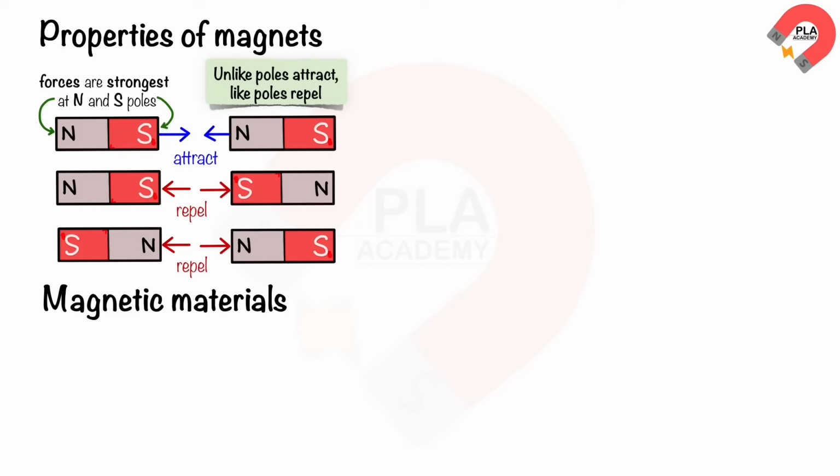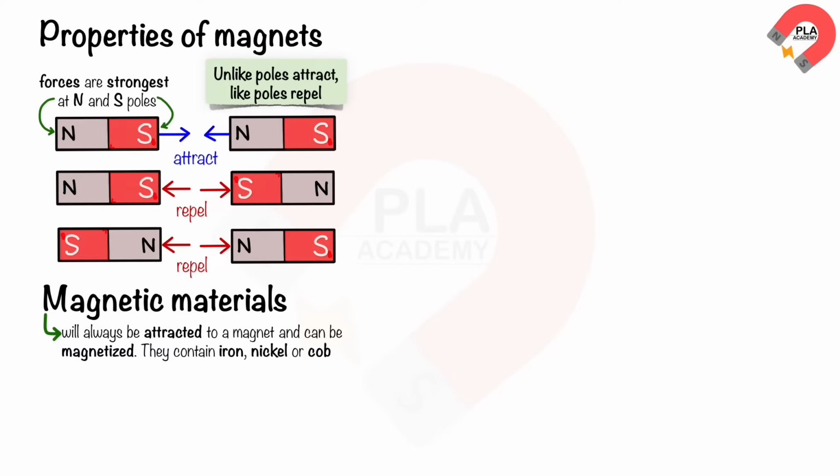Magnetic materials. They will always be attracted to a magnet and can be magnetized. Magnetic materials contain iron, nickel or cobalt. For example, steel is mainly iron.